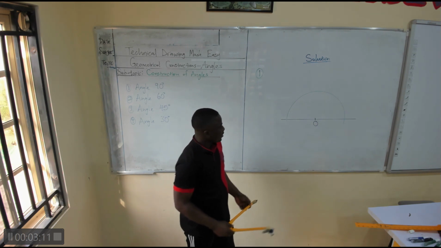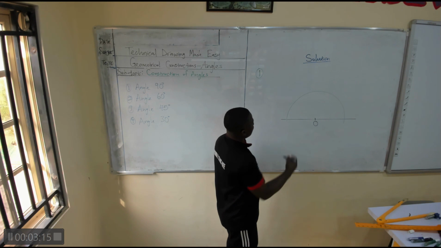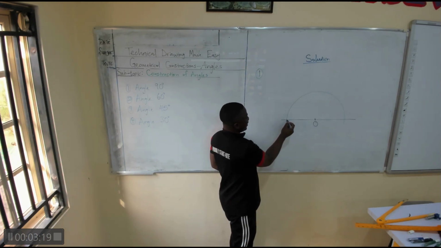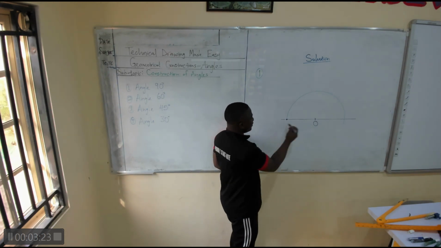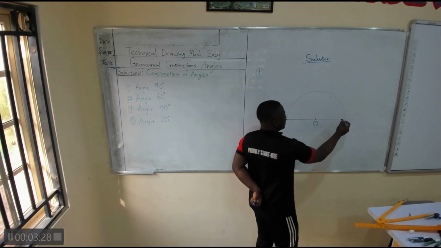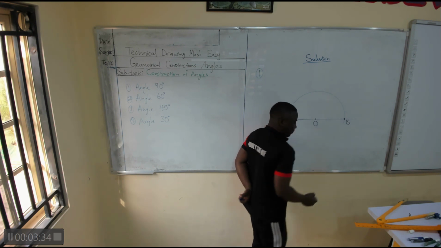After you have done this, the next thing is for you to pick your point. Look at this point. Where the semicircle meets the line, we call it point A. At the other side, there is another point formed, where the semicircle meets the line, we call it point B.